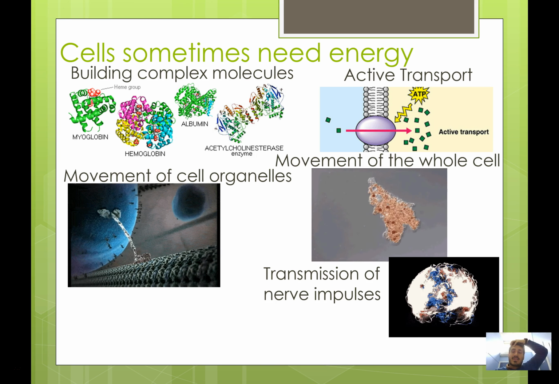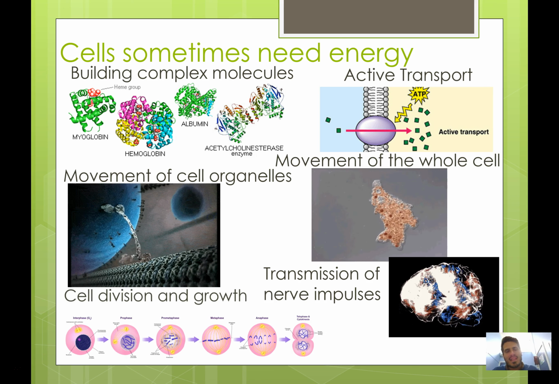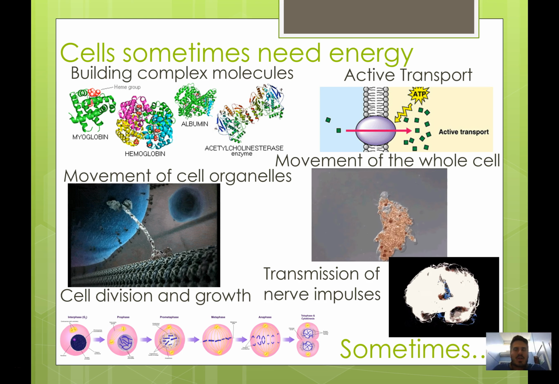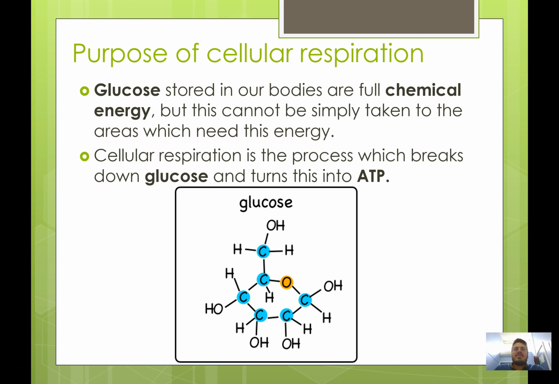Transmission of nerve impulses, so actually thinking requires energy. And cell division and cell growth requires energy. So sometimes the cell needs energy. So let's look at the purpose of cellular respiration. It really is to get this glucose that we get from food. This glucose is full of chemical energy, but we can't actually just grab this energy and just use it. We have to use this process of cellular respiration to break down this glucose and turn it into ATP. Yeah, because we're able to use ATP.